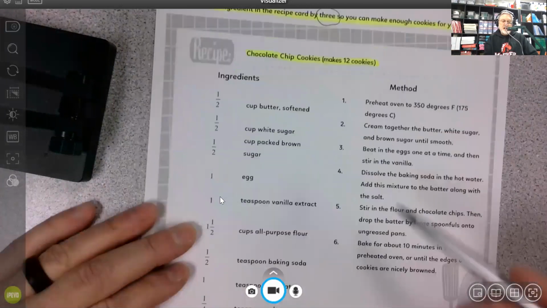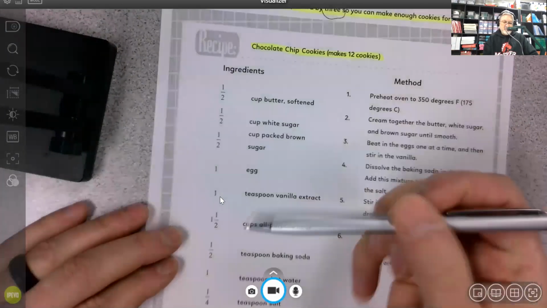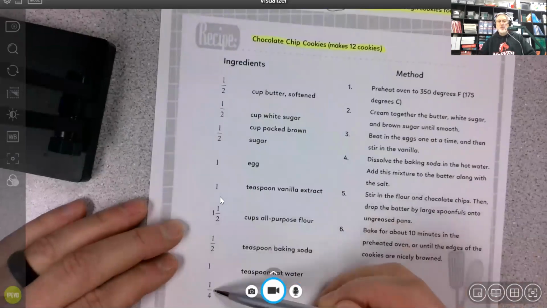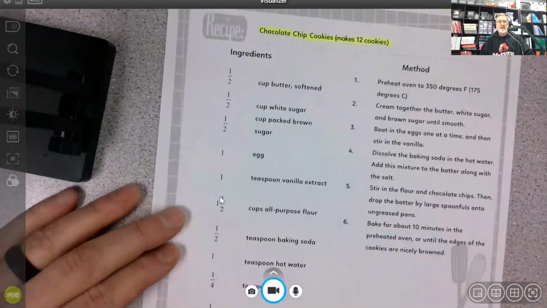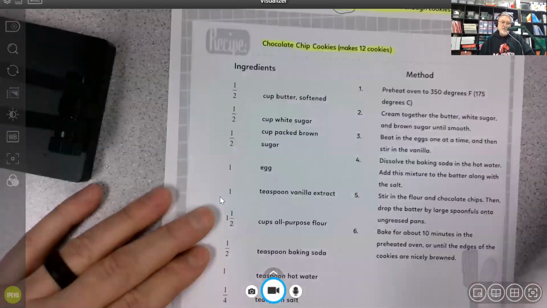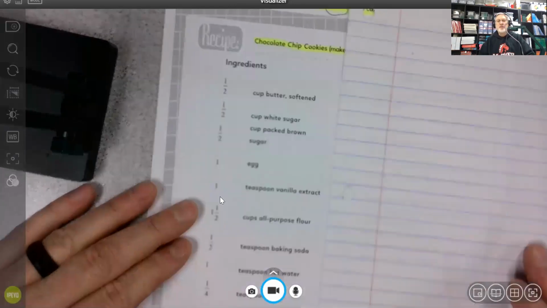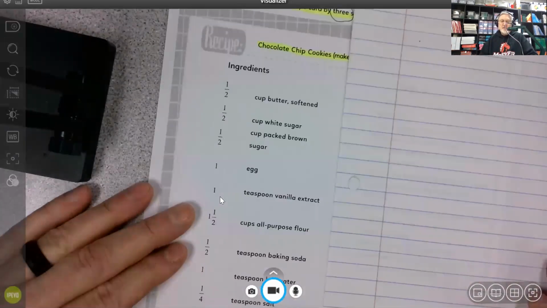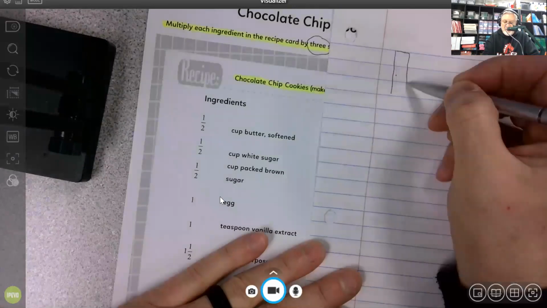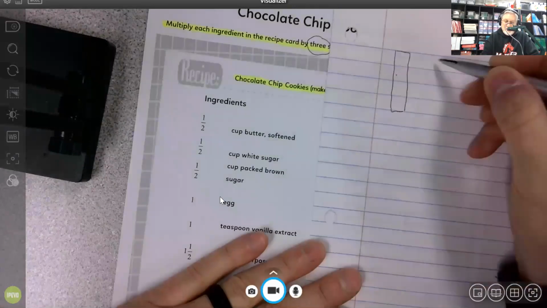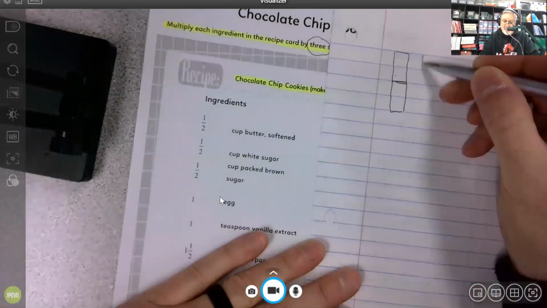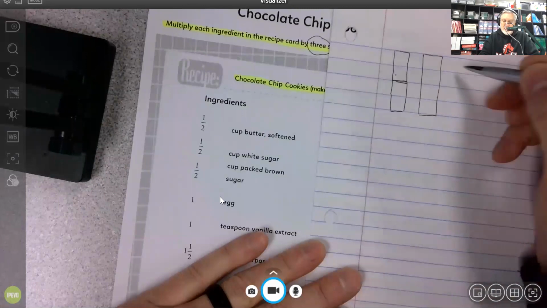Now I notice that I have 1/2, 1/2, 1/2, 1, 1, 1.5, 1/2, 1, 1/4, and 1/2 again. Okay, I'm just going to use this just to do 1/2 and 1/4. Okay, so if I have 1/2, and I want to multiply it 3 times.